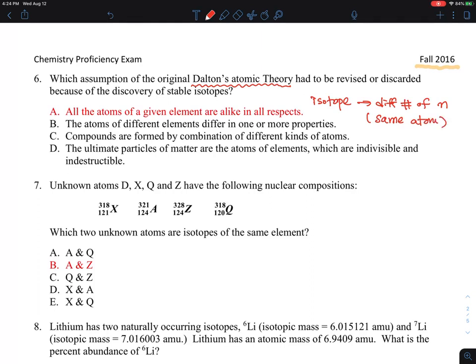So although it's the same atom, they can have a different number of neutrons, right? So the statement that all the atoms of a given element in the periodic table are all alike in all respects is not true, because isotopes have a different number of neutrons. So A is an incorrect statement.